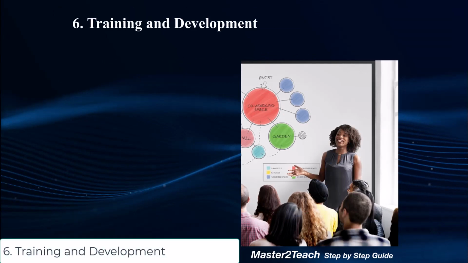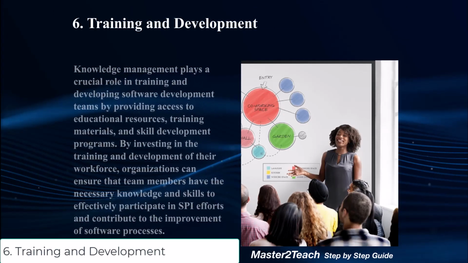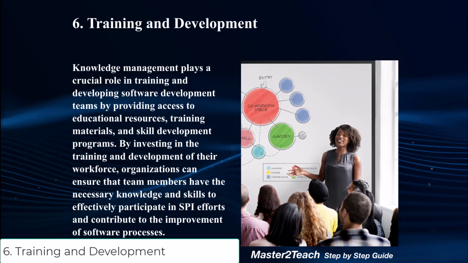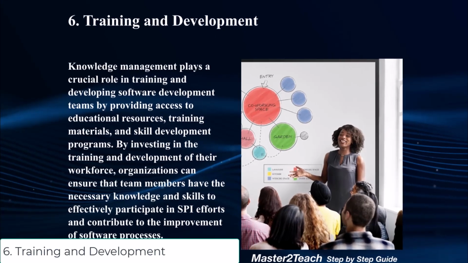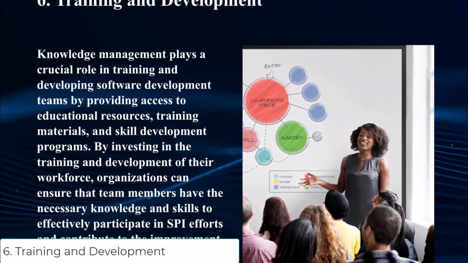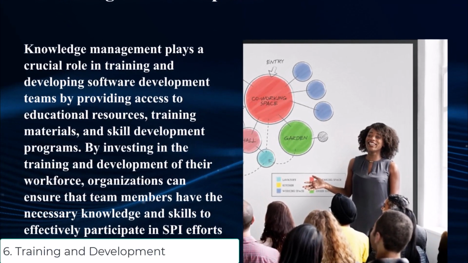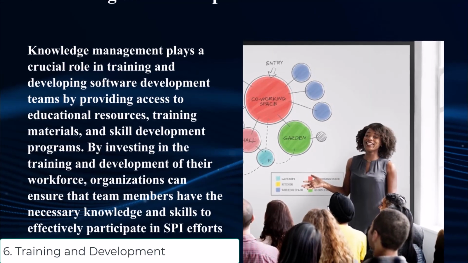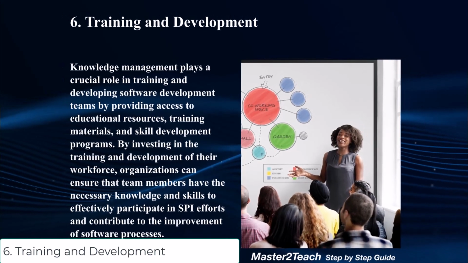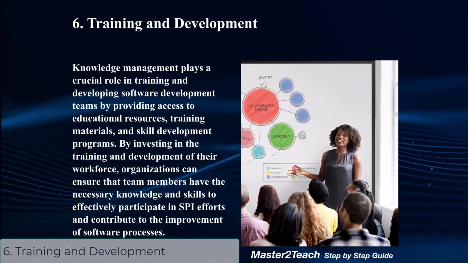Training and development. Knowledge management plays a crucial role in training and development of software development teams by providing access to educational resources, training materials, and skill development programs. By investing in the training and development of their workforce, organizations can ensure that team members have the necessary knowledge and skills to effectively participate in SPI efforts and contribute to the improvement of software processes.